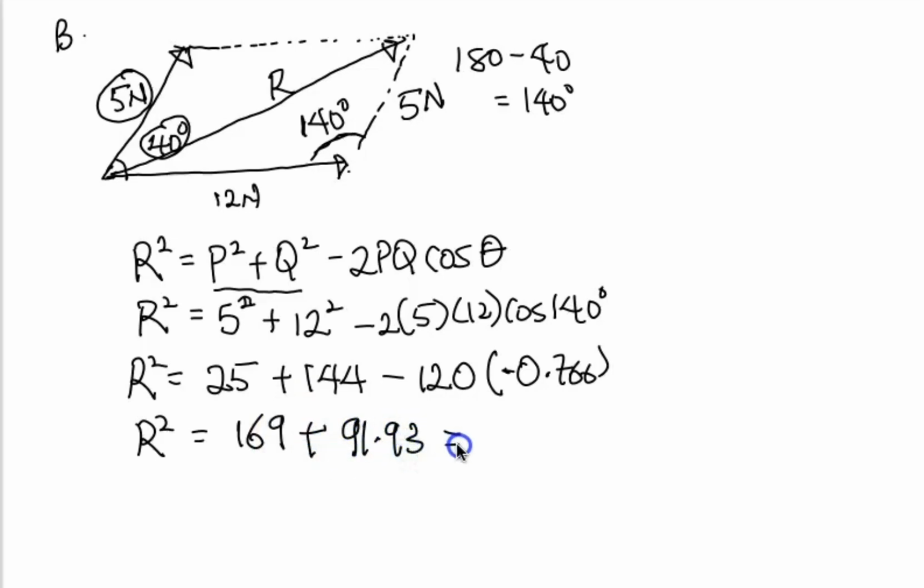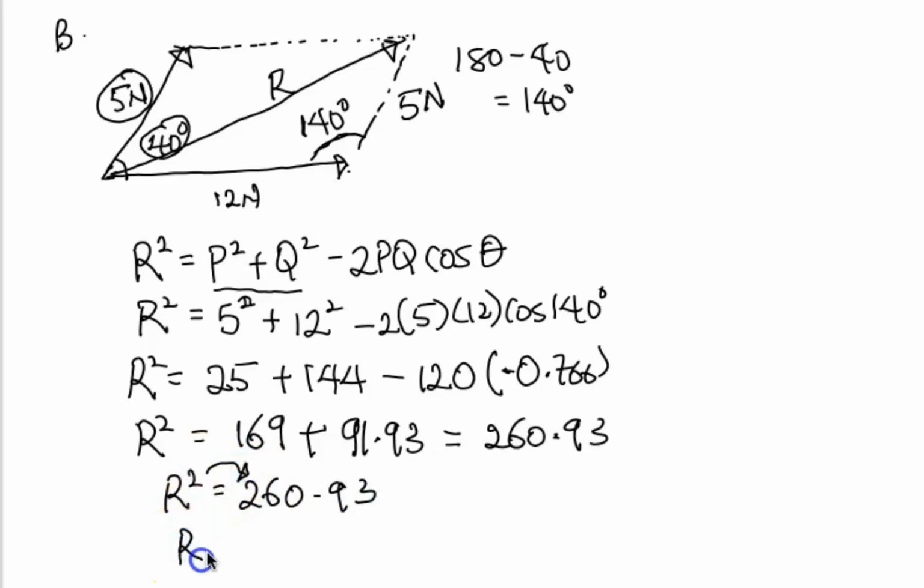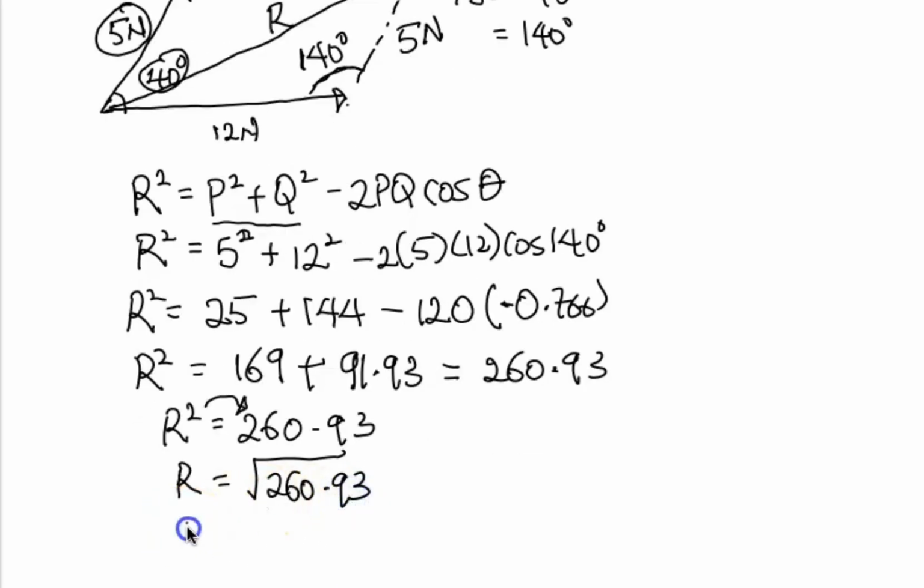91.93. And then this value will end up giving us 260.93. So we have R square to be 260.93. So you're simply going to take the square to this side, making it the square root, so R will be the square root of 260.93. And when we take the square root, it gives us 16.15 Newton. So this is the resultant in magnitude.